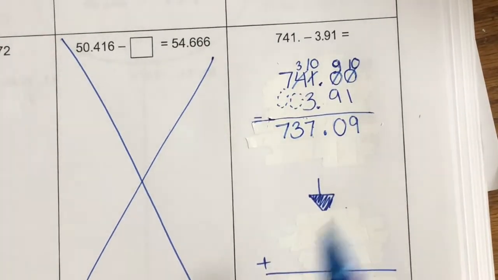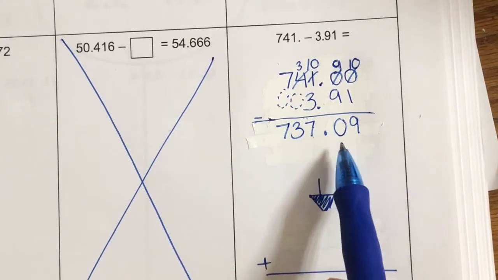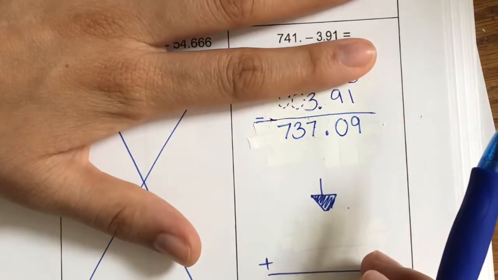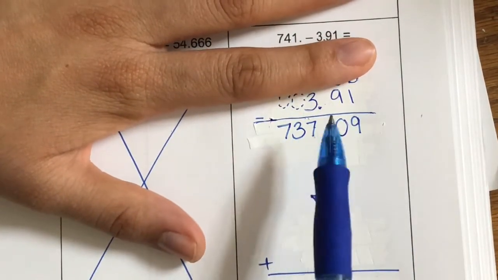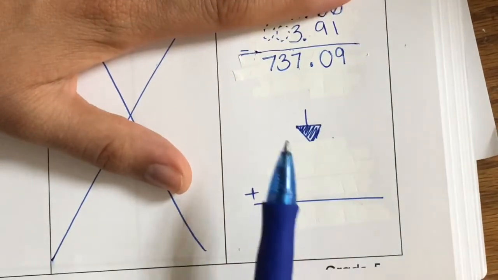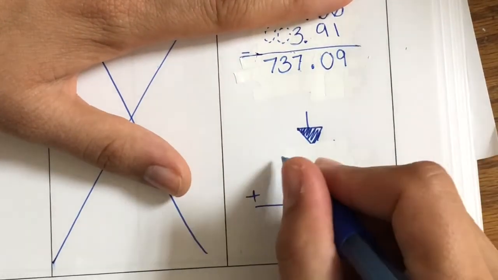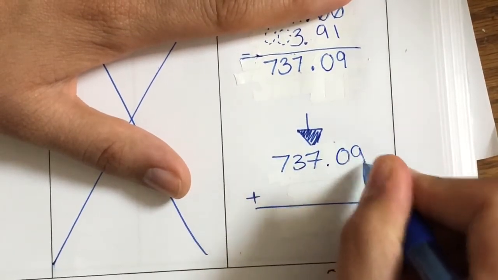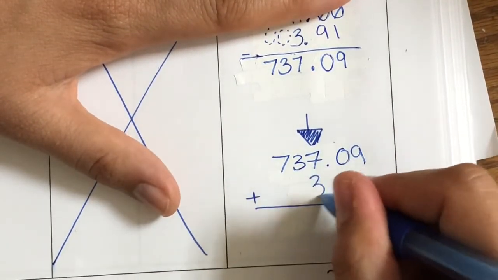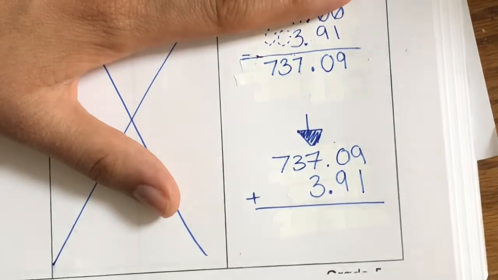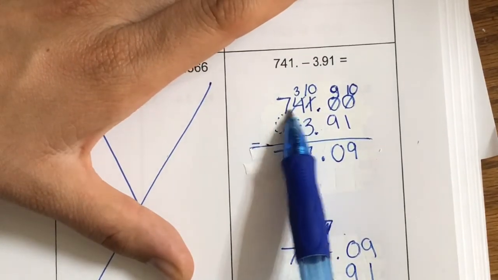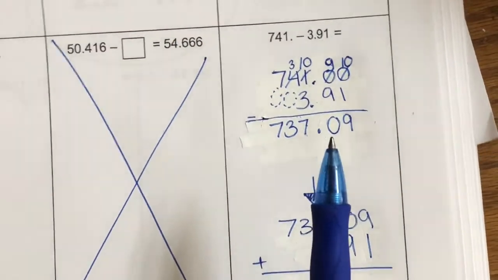Now, how do we know that this difference is correct? What you're going to do is add these two numbers together. I'm not going to do that here because it's messy. I'm going to rewrite that down here. So I'm going to write 737 and 900ths plus 3 and 91 hundredths. Now remember, whatever the sum is for this, it should give us 741. So let's see if it does that.